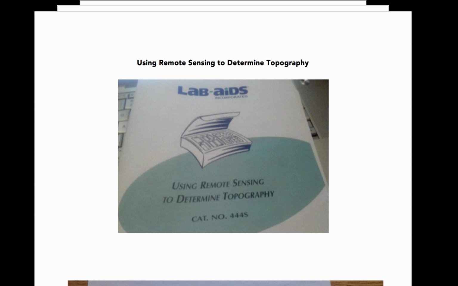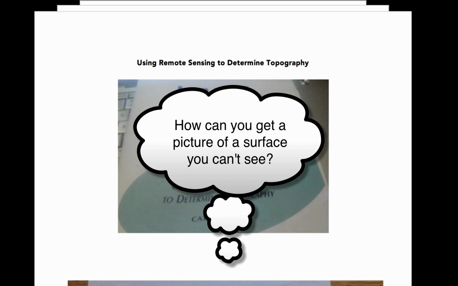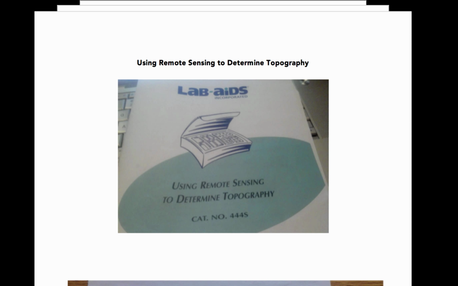When completing the student sheet, you will be addressing the challenge, how can you get a picture of a surface you can't see? As you do this lab, think about real-life situations where scientists have gathered and analyzed information they could not directly see or experience.